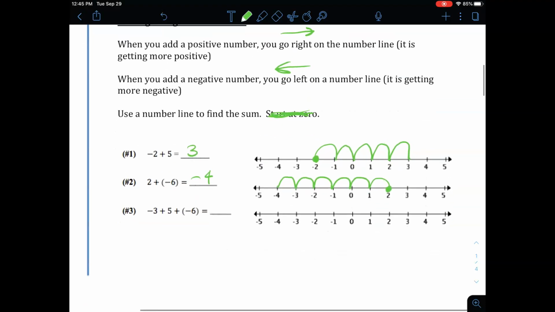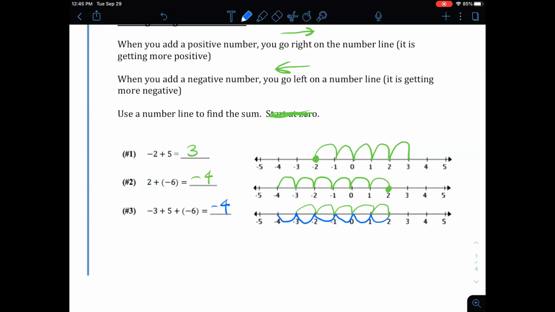Last one, we're going to use 2 different colors. We're adding 3 numbers in a row here. We got negative 3 plus 5 plus negative 6. So we're going to start at negative 3. We're going to go 5 to the right if we're adding 5. 1, 2, 3, 4, 5. And now we're adding negative 6. We're going to use a different color. We're going to go underneath now. We're going to go 1, 2, 3, 4, 5, 6. We get negative 4 as well.